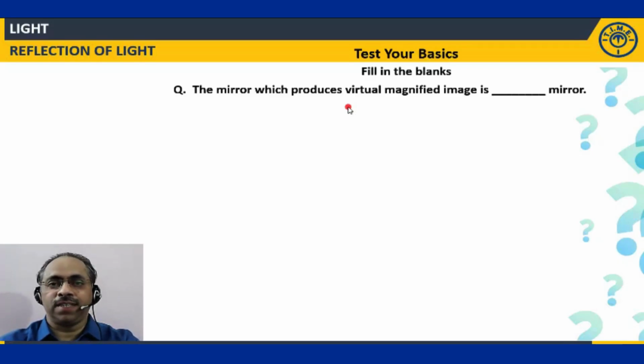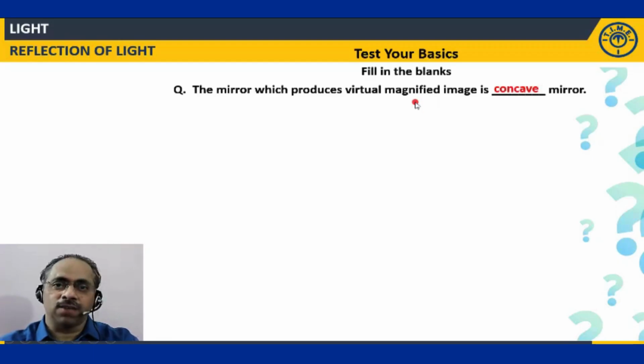Even if it is a convex mirror, we can form virtual images. Even if it is a concave mirror, it can form virtual images. But the virtual image he's talking about is magnified. So magnified virtual images are found only in, yes, the concave mirror.